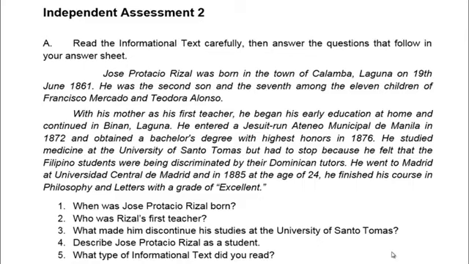Independent assessment 2. A. Read the informational text carefully, then answer the questions that follow in your answer sheet. José Protásio Rizal was born in the town of Calamba, Laguna on 19 June 1861. He was the second son and the seventh among the 11 children of Francisco Mercado and Teodora Alonso. With his mother as his first teacher, he began his early education at home and continued in Biñan, Laguna. He entered the Jesuit-run Ateneo Municipal de Manila in 1872 and obtained a bachelor's degree with highest honors in 1876.